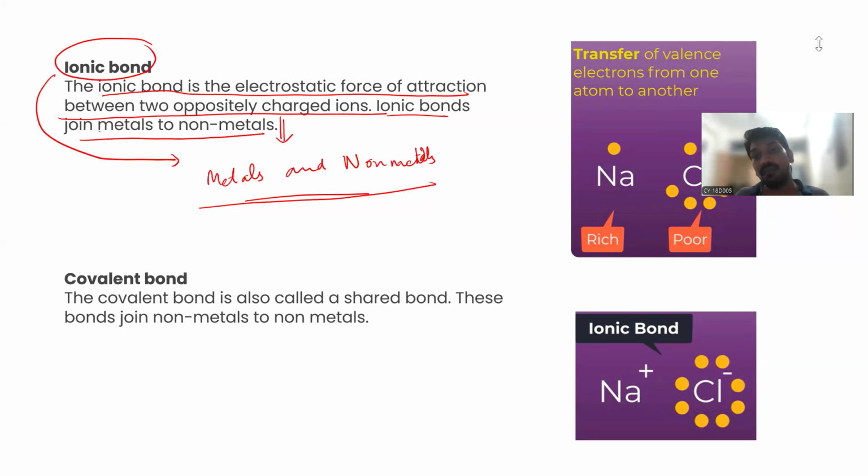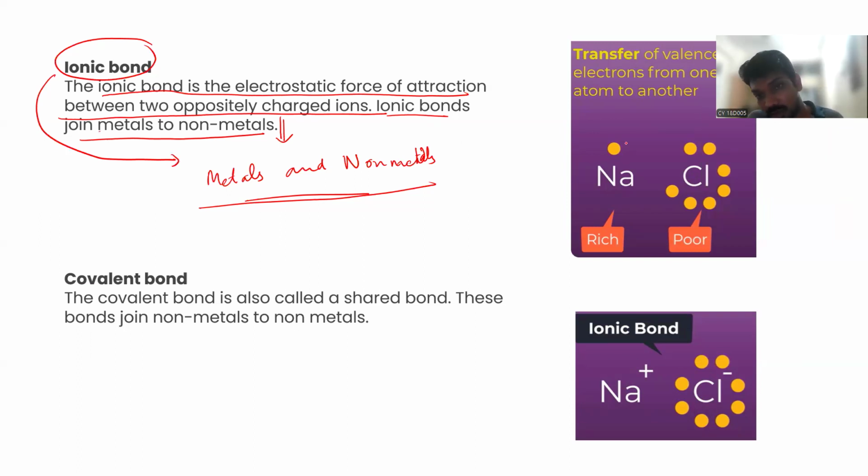Suppose here you can see that sodium has one extra electron, so it is rich in electrons. But for completion of the octet, chlorine is short by 1 electron. Here you can count 1, 2, 3, 4, 5, 6, 7. To complete the octet, chlorine needs 1 electron. So this electron will be transferred here. After transferring the electron, sodium will become Na positive, which will be the cation, and chlorine will become chlorine negative, which will be the anion. So it will be Na positive and Cl negative.